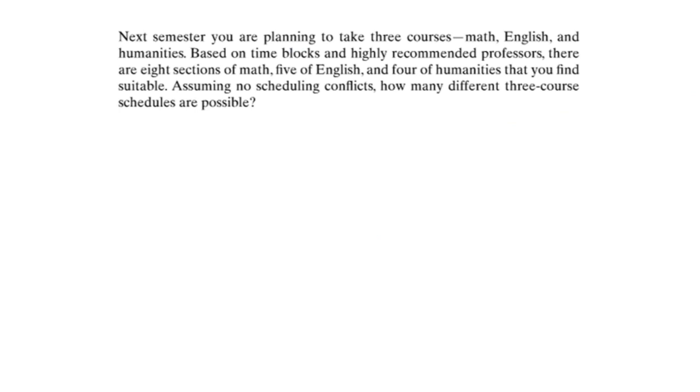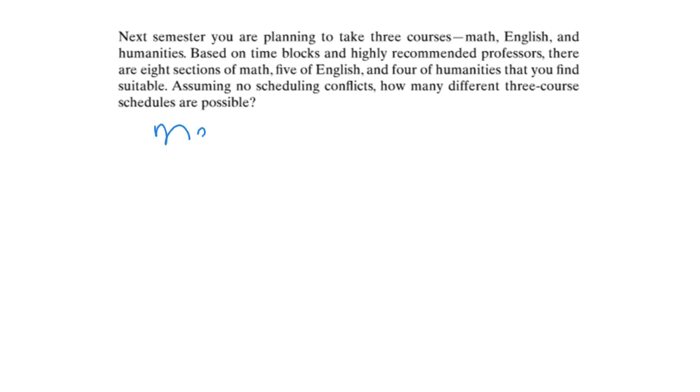Let's carefully read this problem. Next semester, you are planning to take 3 courses, Math, English, and Humanities. Based on time blocks and highly recommended professors, there are 8 sections of Math, 5 of English, and 4 of Humanities that you find suitable. Assuming no scheduling conflicts, how many different 3-course schedules are possible? All right, so the 3-course schedule means that 3 courses you're going to select 1 Math, 1 English, and 1 Humanities. So let's write this out.